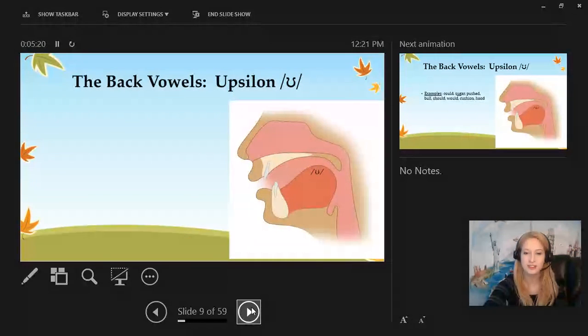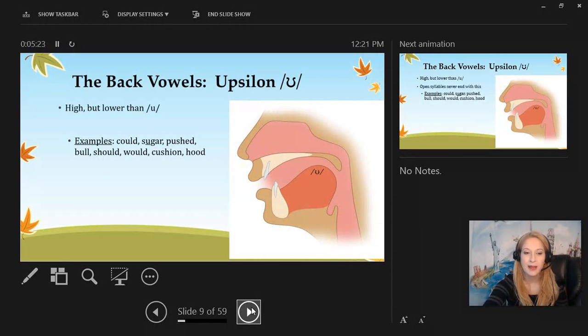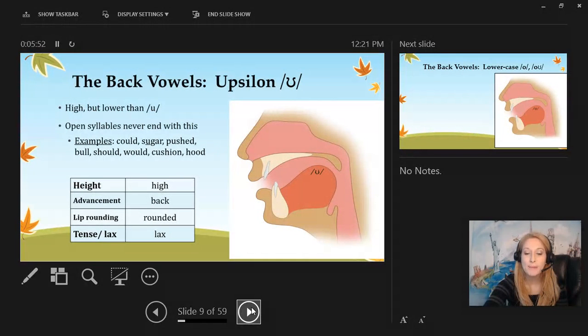Next we have the Upsilon. It's a back vowel. It's high but lower than the lowercase u. Open syllables never end with the Upsilon. Some examples: could, the sound, sugar, pushed, bowl, should, would, cushion, hood. So it's high, back, rounded, and lax.